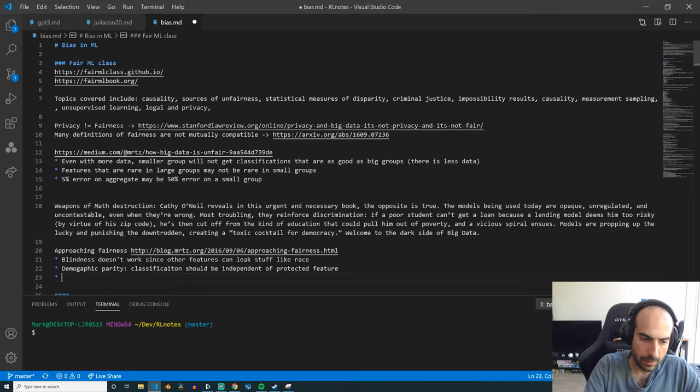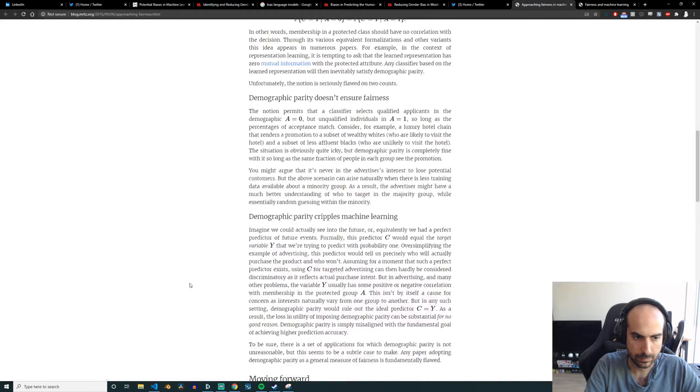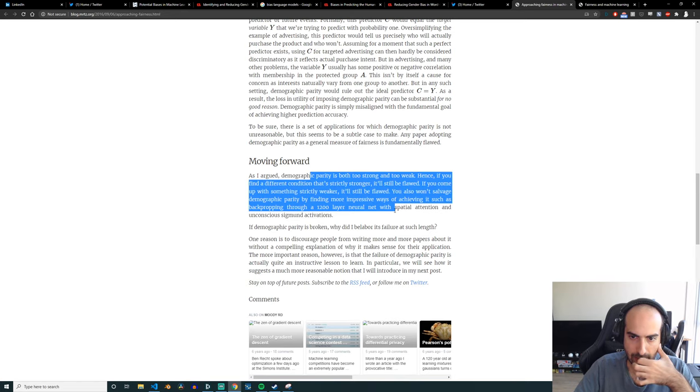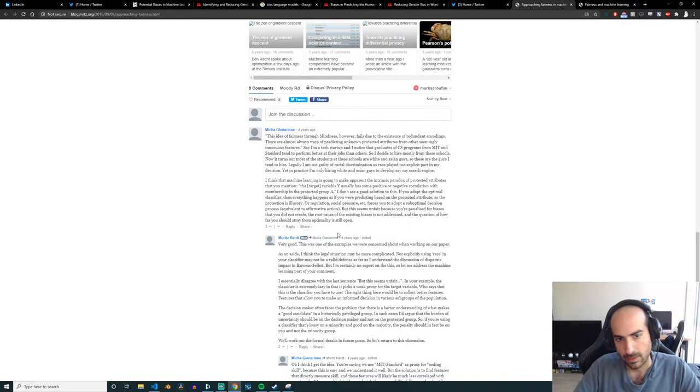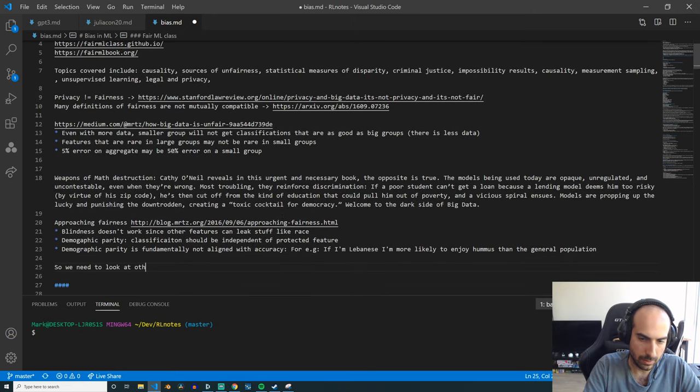I see. So demographic parity is fundamentally not aligned with accuracy. Like, for example, if I'm Lebanese, I'm more likely to enjoy hummus than the general population. So we need to look at other definitions.